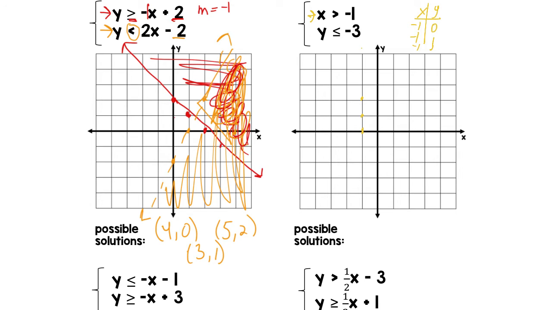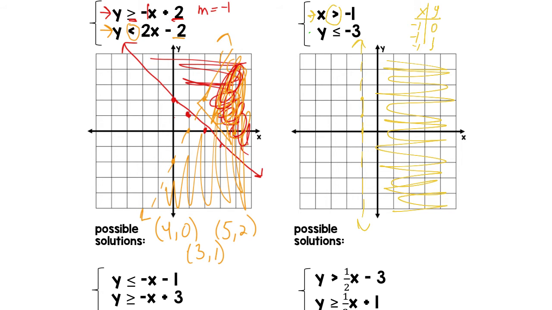This has no equals in our inequality, so it's a dashed line. And it's greater than, so we shade above, or in this case, to the right. The numbers that are greater than negative 1 are to the right.